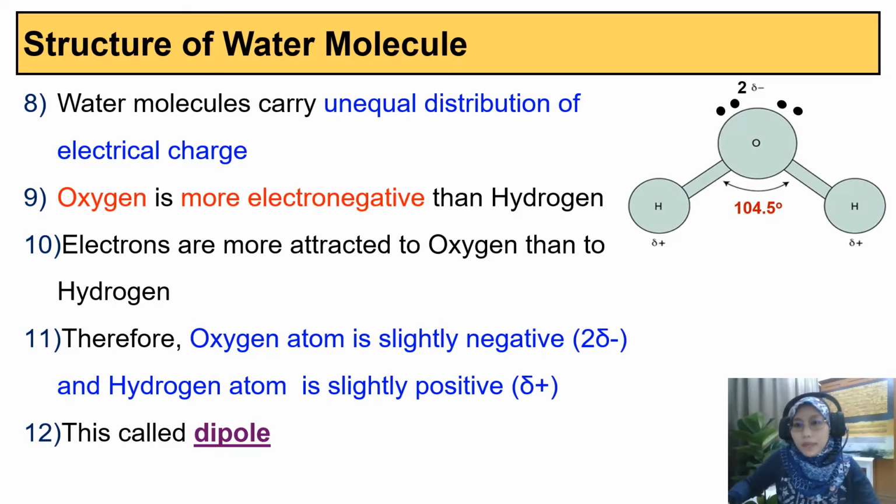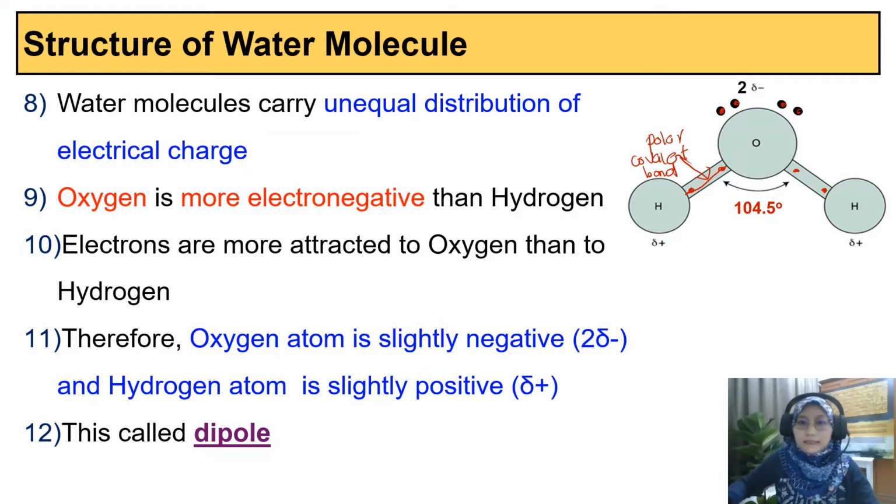Recall what you have learned during your chemistry classes. Oxygen has 6 valence electrons, while hydrogen has 1 valence electron. So these 2 electrons form the polar covalent bond, by sharing the electron between hydrogen and oxygen atoms.